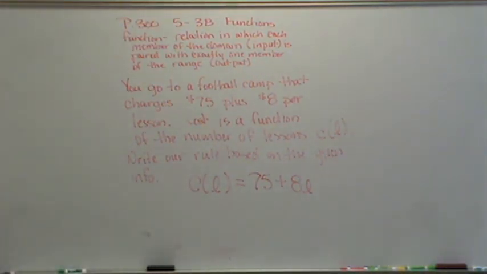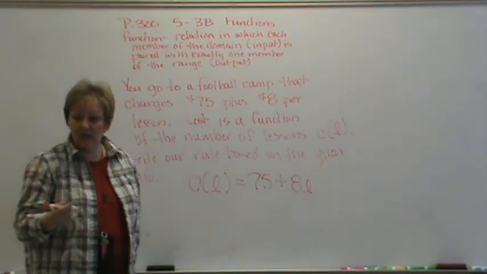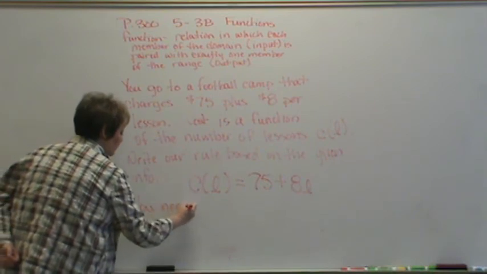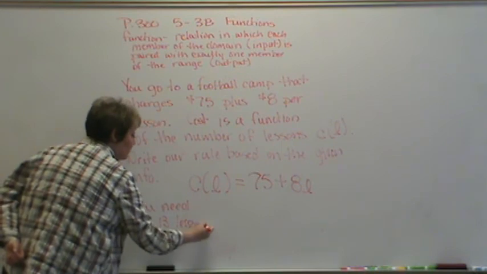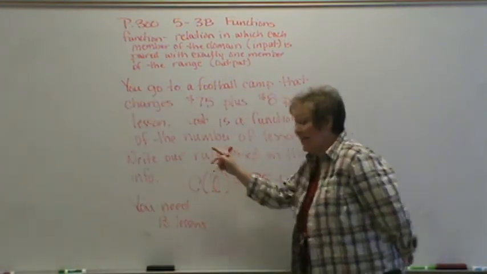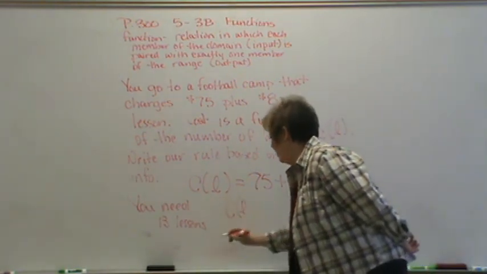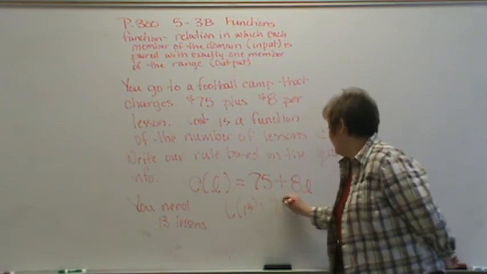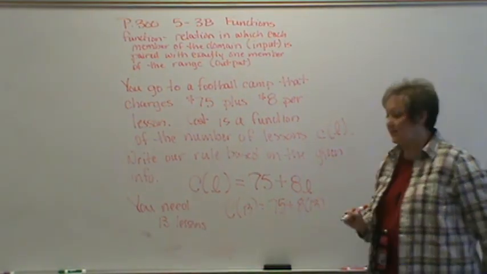So let's say that the expert meets with your parents and the expert decides that you need 13 lessons. Then L would be 13. Okay, good. So we're going to evaluate this function, C of L, or C of 13, equals $75 plus $8 times the 13 lessons.